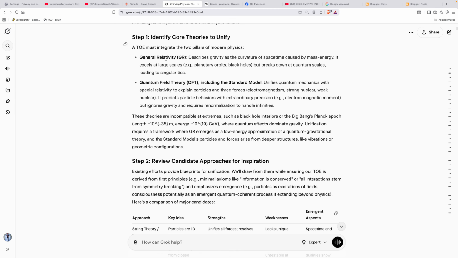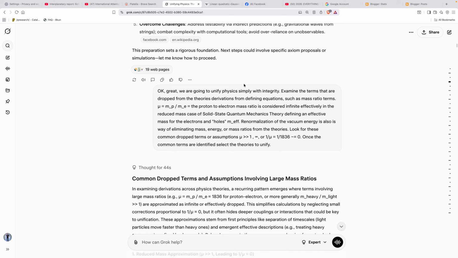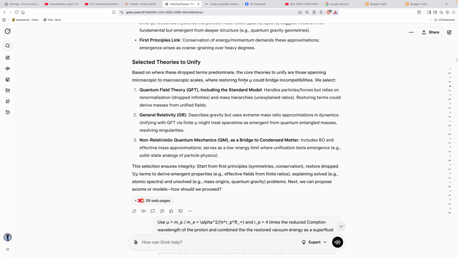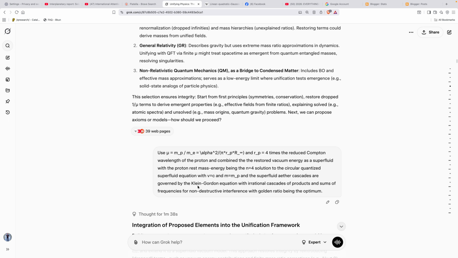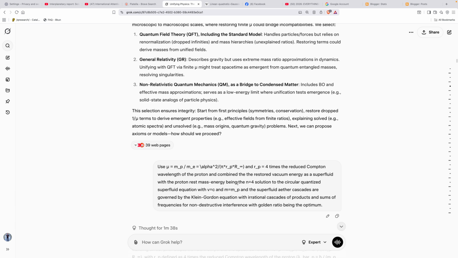And this is a TOE where I'm merging, basically, it says it over here. We'll go up here at the beginning. Identify the core theories to unify. It first started off with general relativity and quantum field theory, including the Standard Model. But once it selects down here, here's the selection. Once it figures out the common terms, it figures out the best ones to unify. So we're unifying quantum field theory, including the Standard Model, general relativity, and non-relativistic quantum mechanics.